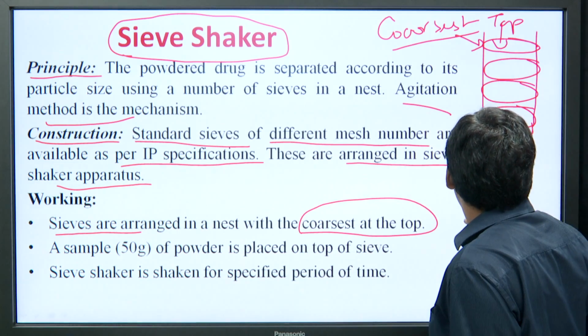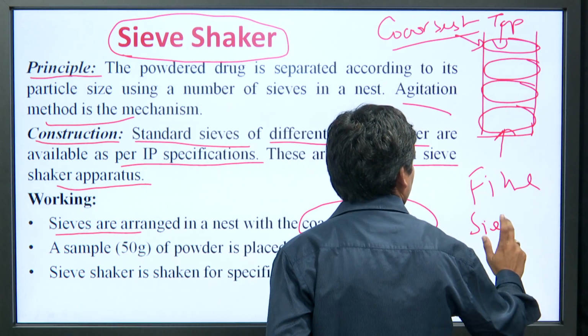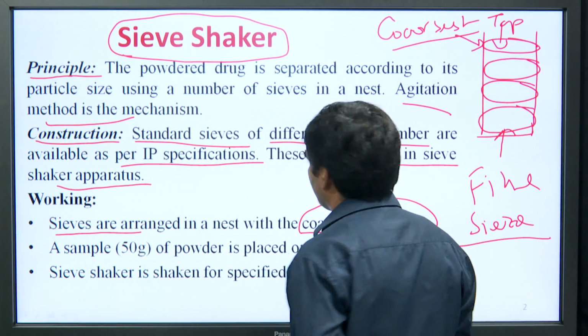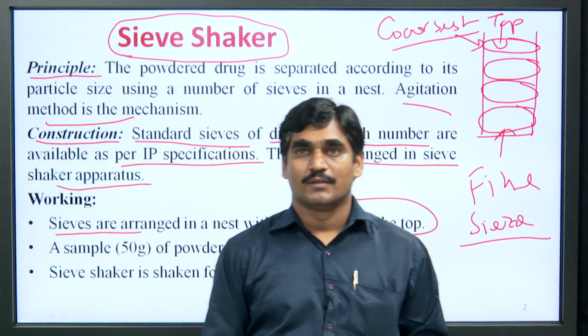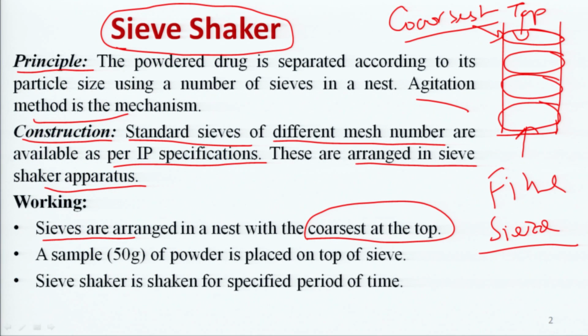And at the bottom, fine size sieves are kept. So, coarsest at the top, finer at the bottom. Now, the sample which we want for sieving or size separation is kept on the top of these sieves. Generally, a sample of 50 gram of powder is placed on the top of the sieve.